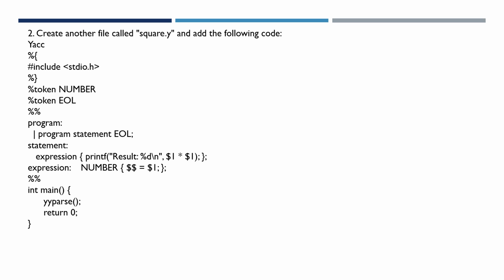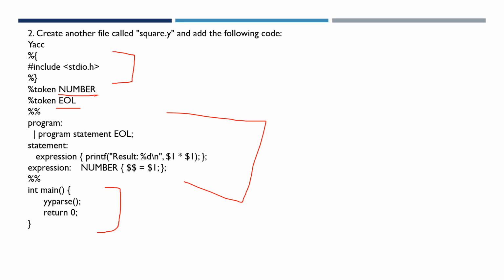And as I said, this is the definition section, and this is the rule section, and this is the code section. So definition section, it defines the code, and here the percentage symbol with token says that this declares a terminal symbol, and this is used in grammar. Here we are using number and end of line in our grammar, so we represent them as tokens.